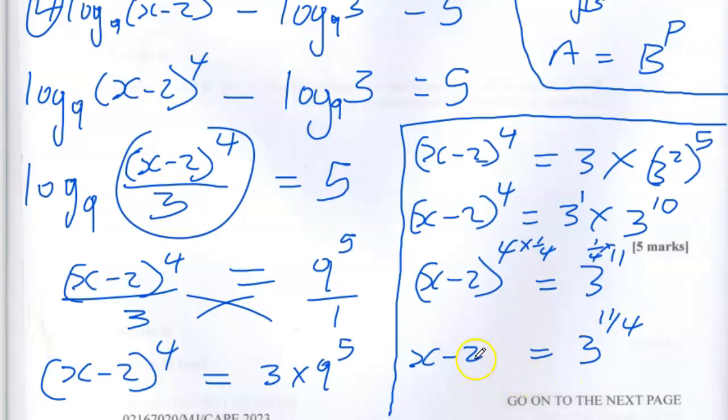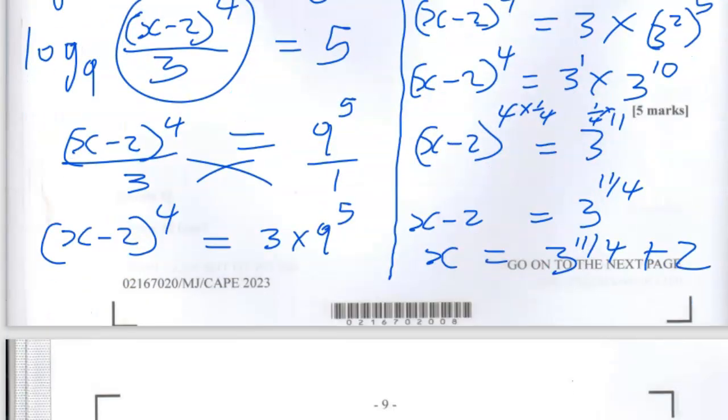And then if I add 2 to both sides, or just group the negative 2 over there, x is equal to 3^(11/4) plus 2. Or you could just use a calculator and work out the value of this. I guess you'll get some decimals of the sort. Let's keep it moving.